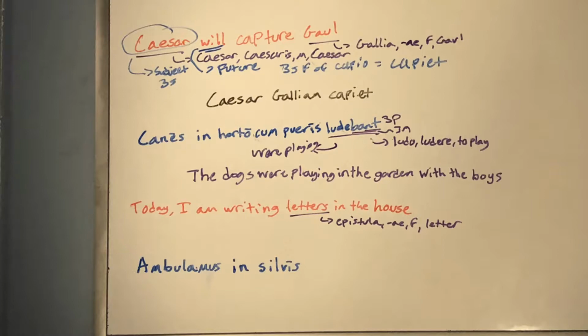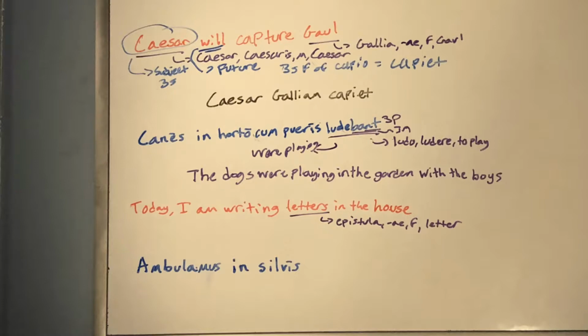Ludebant, as I've said, means to play. The imperfect translations are "were verbing" or "was verbing," so "were playing" would be the translation of this verb. Now that we have the verb down, we can translate the rest of the sentence. Like I said, if you don't know the different things, I'll briefly mention them. Don't worry about this. So canes, which is common, meaning dog.